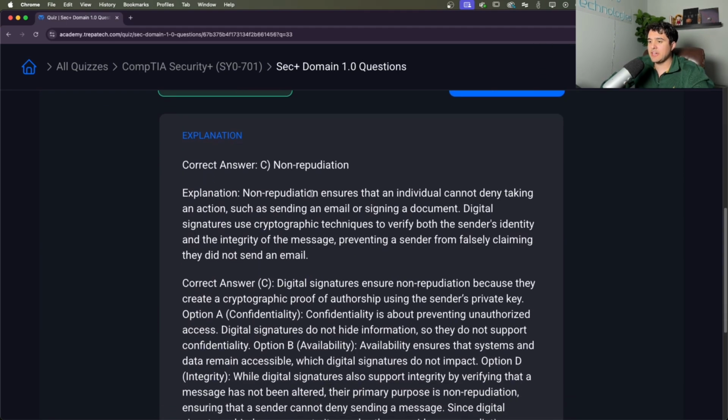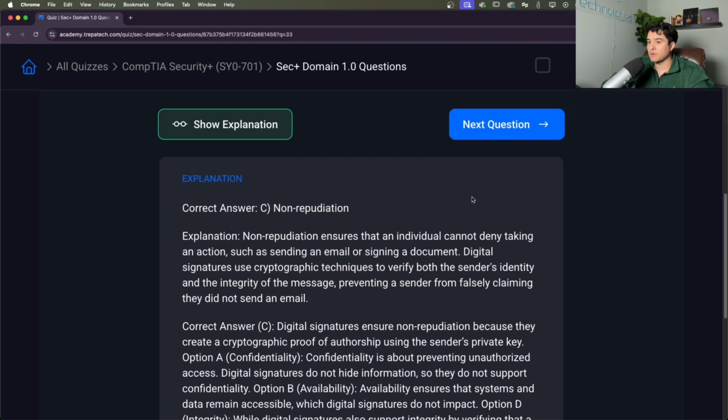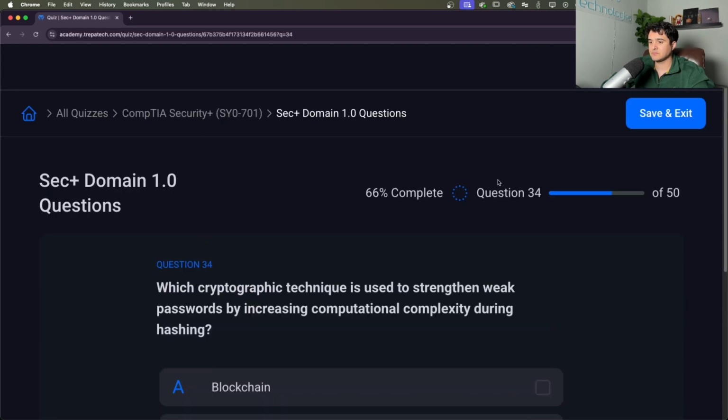So again, non-repudiation ensures that an individual cannot deny taking an action, such as sending an email or signing a document. So it's kind of like authenticity, right? Pause the video if you'd like to read the explanation.